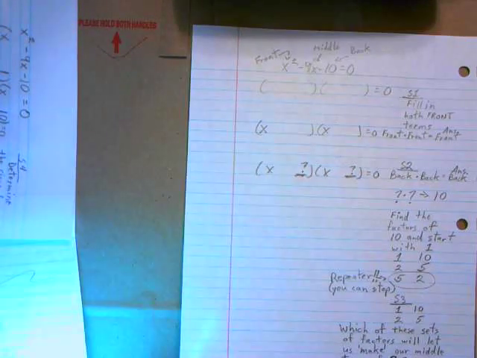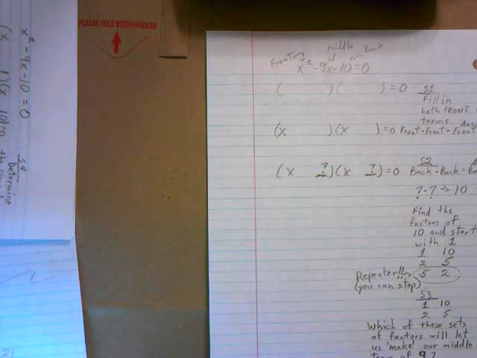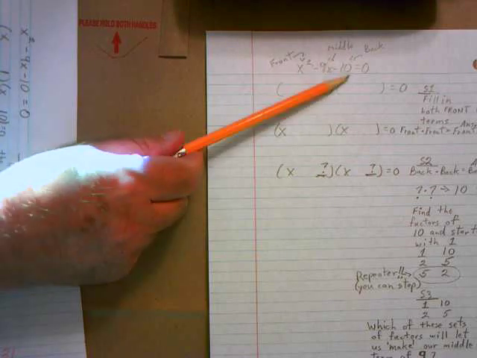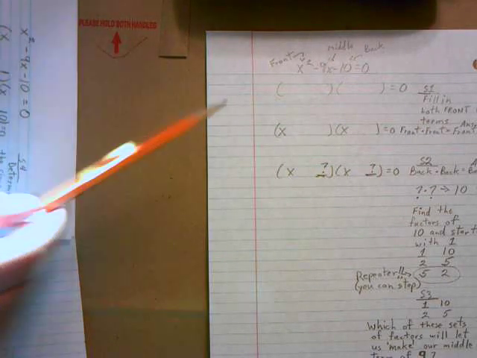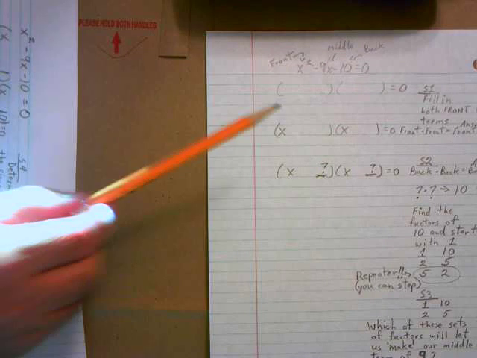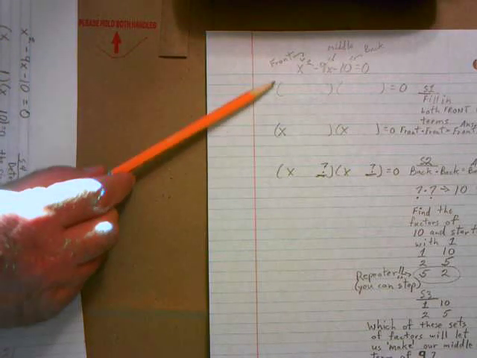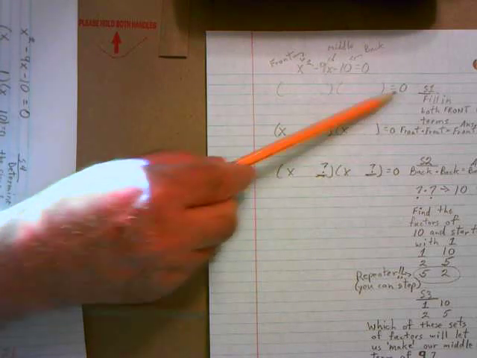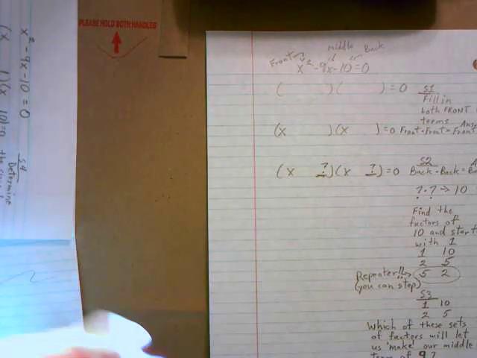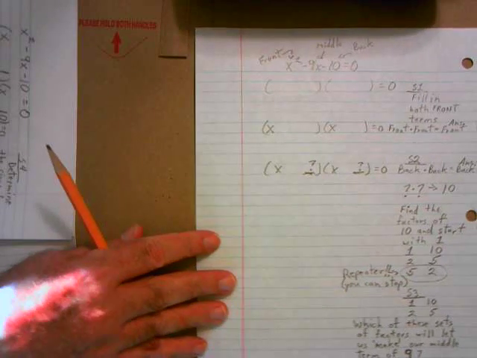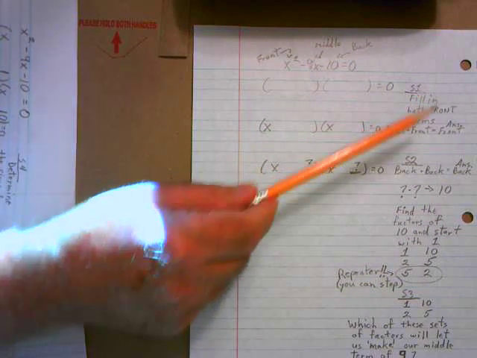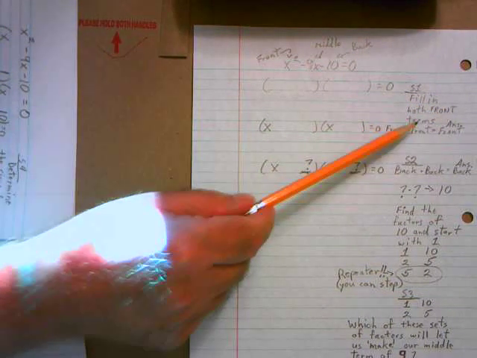Well, we'll rewrite the equation, and this will be the front term, and the middle term, and the back term. Now, we're going to split this equation into two factors. So the very first thing we'll do is we'll put in two sets of parentheses and set them equal to 0. And we see over here on the edge, that's step 1. We'll fill in both front terms.